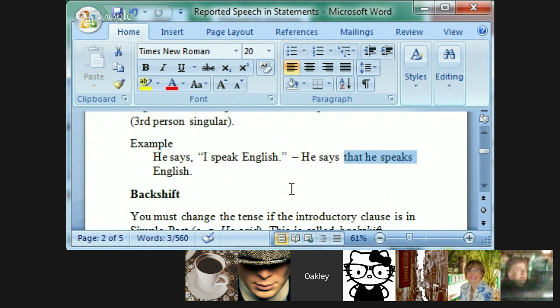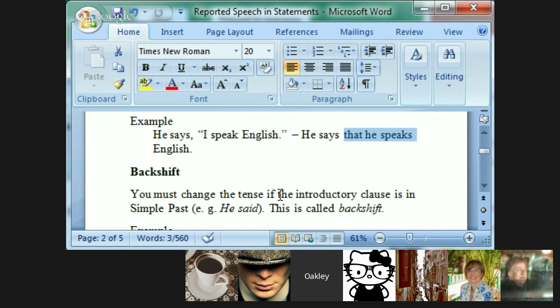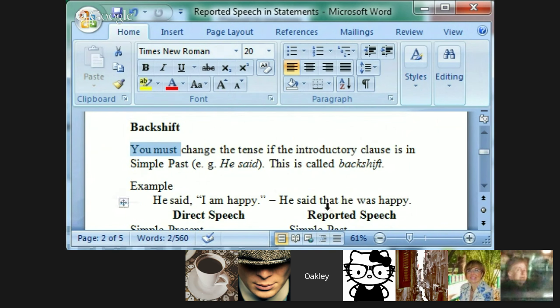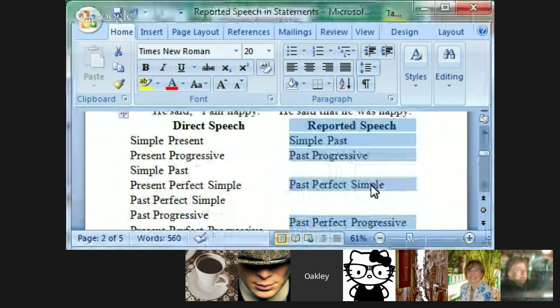Whereas in backshift, you must change the tense if the introductory clause is in the simple past. He said, he asked, he shouted, whatever. He said, "I am happy." He said that he was happy.